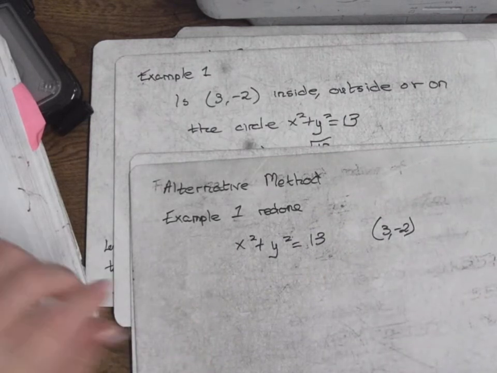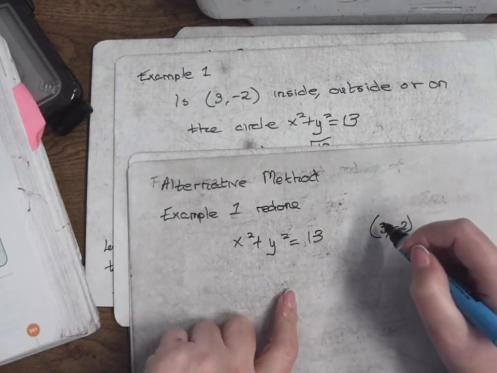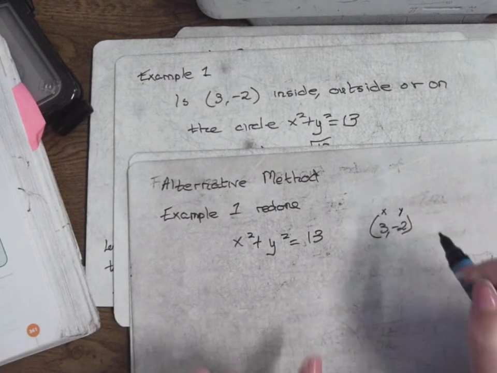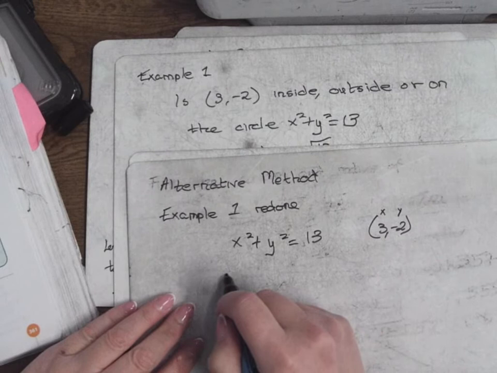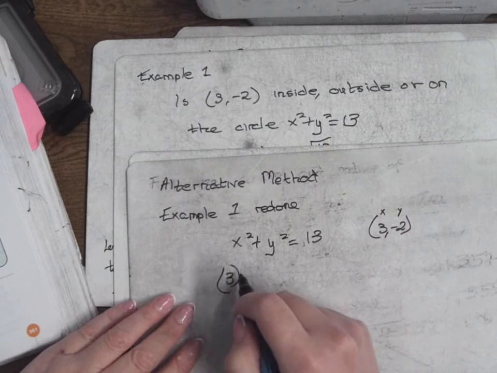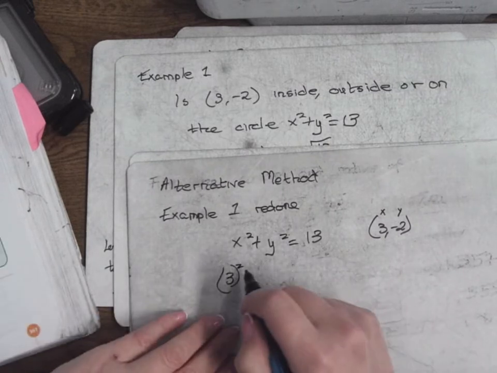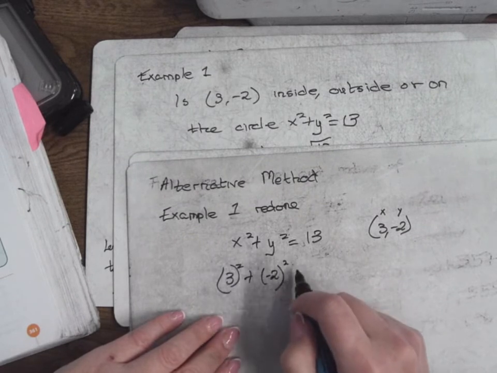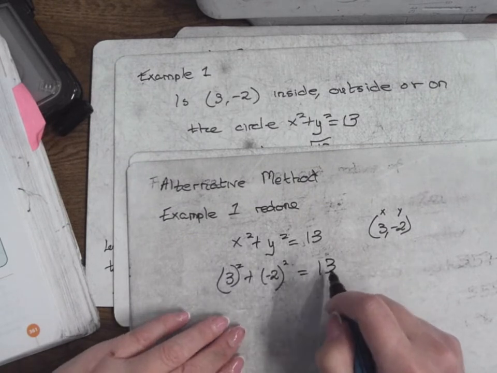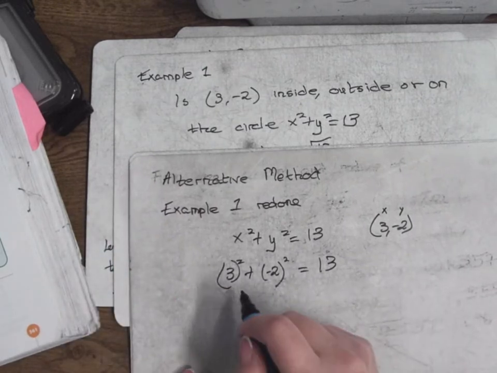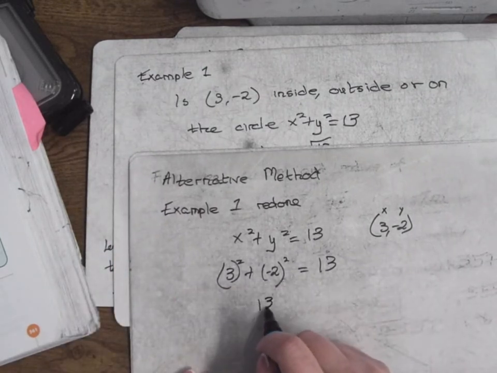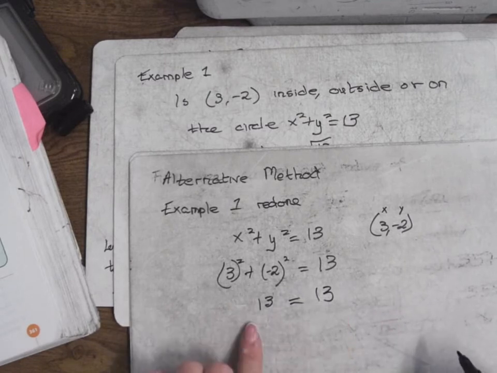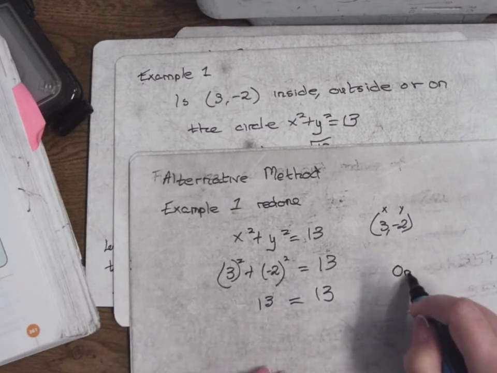Right, the shortcut is you fill in for x and y. So everywhere I see an x, put in a 3. Everywhere I see a y, put in a minus 2. Yeah? So it would be 3 squared. Remember, this is the exact same sum, different way to do it. Plus minus 2 squared, and you're comparing it to 13. So you're going to compare the left side to the right side. And when you work out the left side, you get 13 equals 13. So it's equal, so that means it's on the circle.